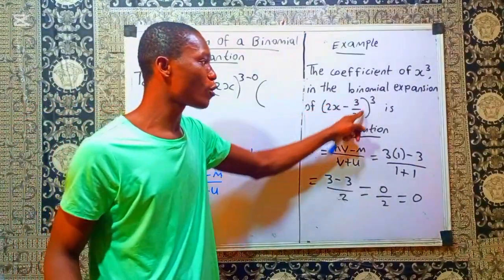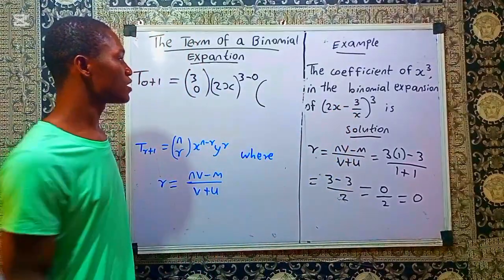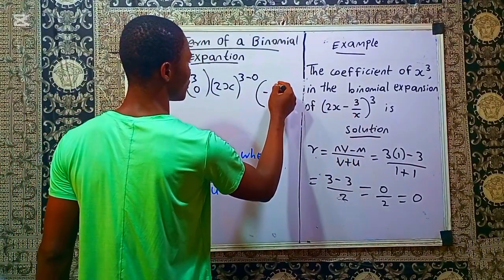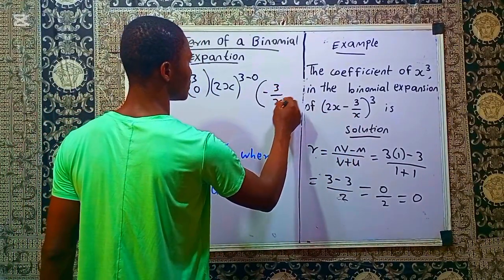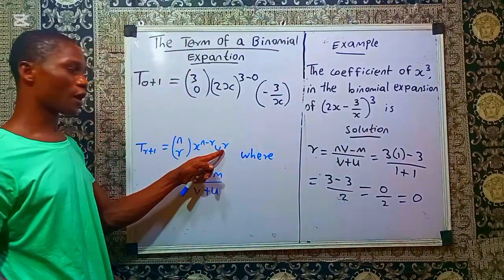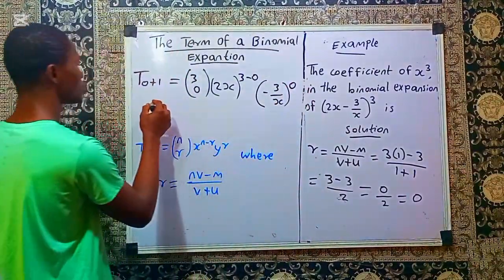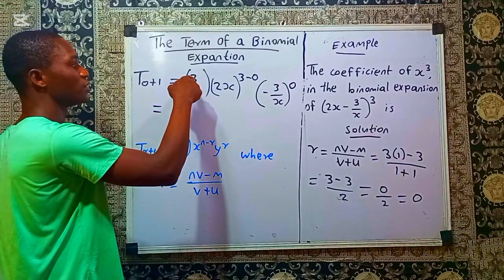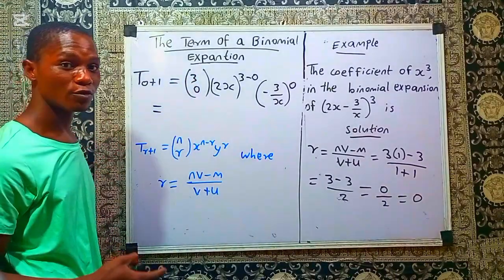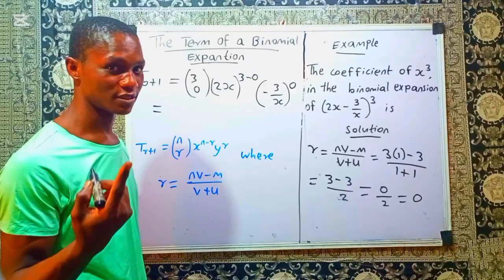y is the second quantity you have inside the bracket. What is the second quantity inside the bracket? Minus 3 over x. Then you raise it to power what? r. We calculated r to be 0. So this will be equal to 3 combination 0. 3 combination 0 is 1.